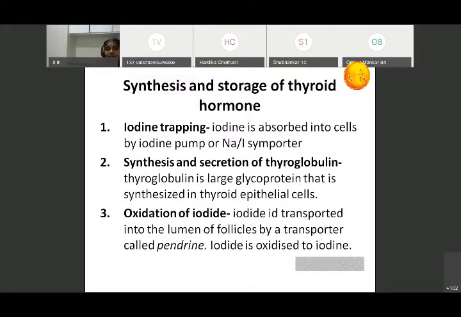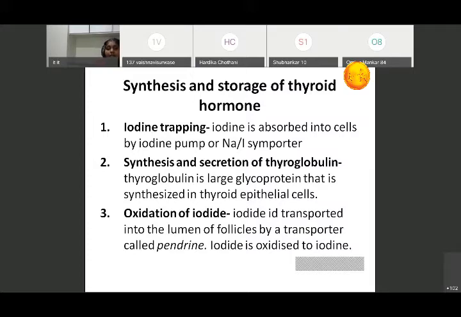Please remember that they may ask you how iodine is transported into the follicular cells, and from the follicular cells into the follicular cavity, by the sodium iodide symporter, because it is against the electrochemical gradient. This is the first part we finish.